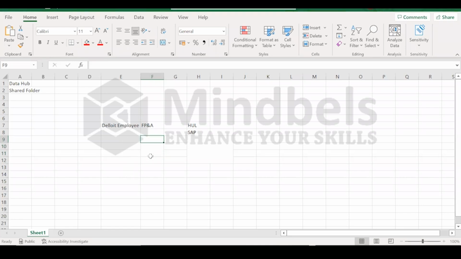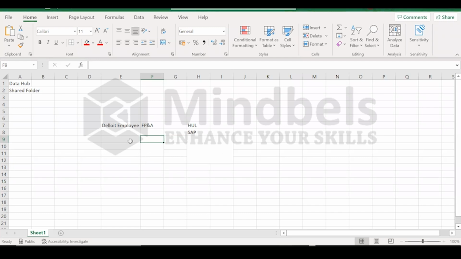Who created this shared folder? HUL is creating this shared folder, and it is in one particular path. This path has a user ID and password. HUL initially provides the user ID and password to get access to the required data for the Deloitte employees. Once they access this data, the Deloitte employees will change their user ID and password, so that they will keep on getting the required data from HUL.